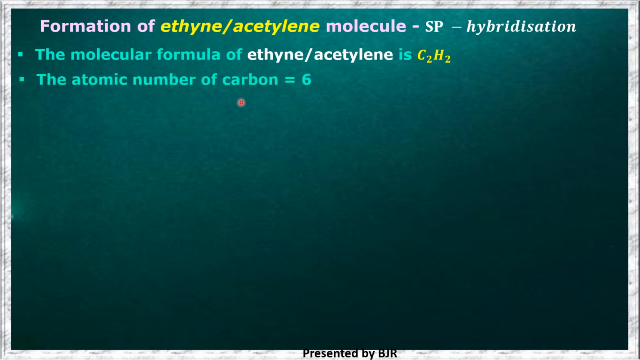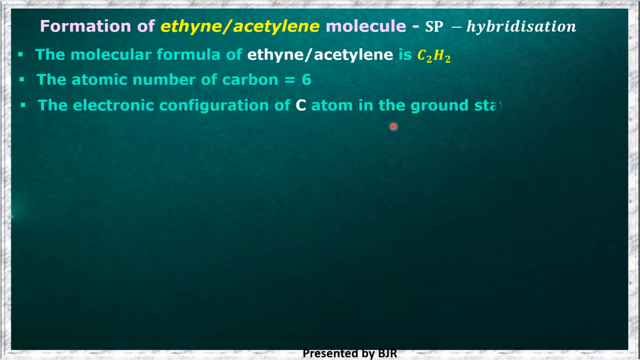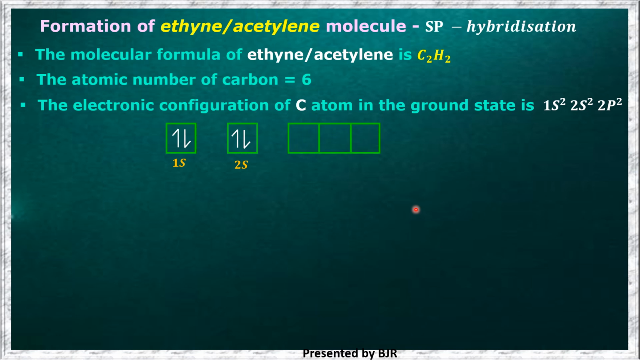We know the atomic number of carbon is 6. Its electronic configuration in the ground state is 1s2, 2s2, 2p2. That means the 1s orbital contains 2 electrons. The 2s orbital also contains 2 electrons. And there are 3 equi-energy 2p orbitals, say 2px, 2py and 2pz. The 2px and 2py orbitals contain 1 electron in each. So this is the ground state electronic configuration of the carbon atom.